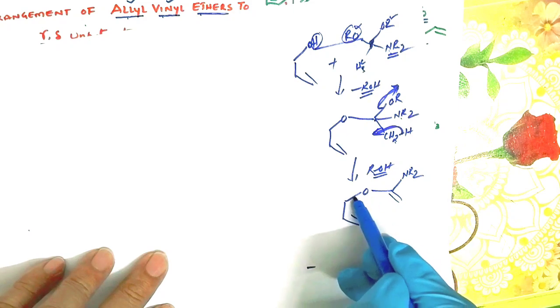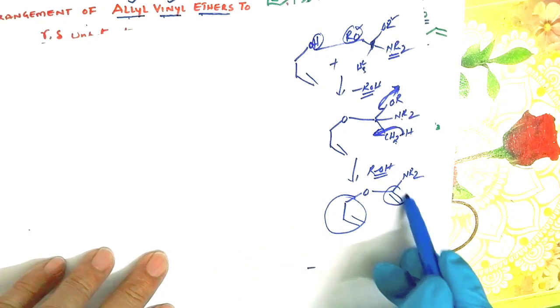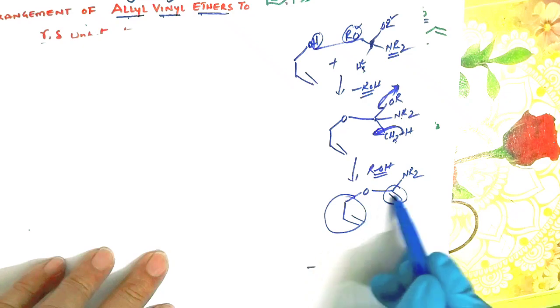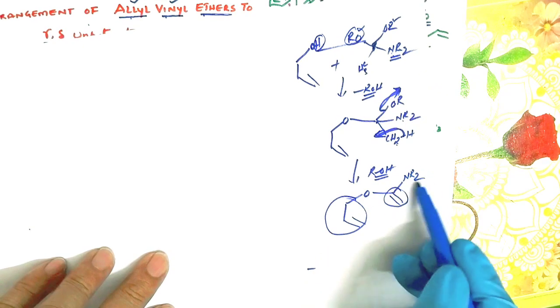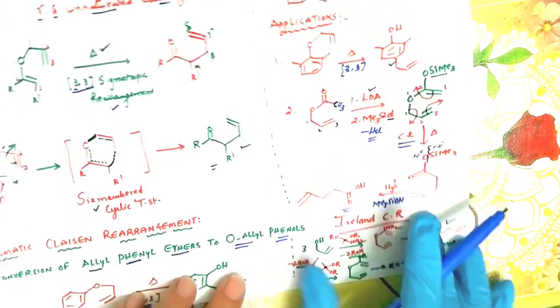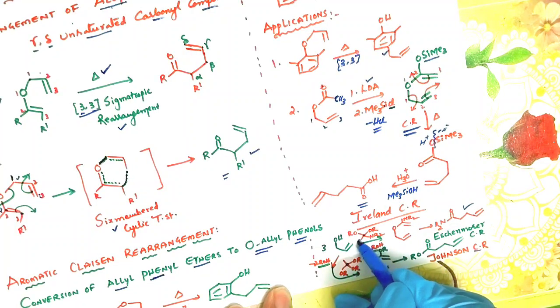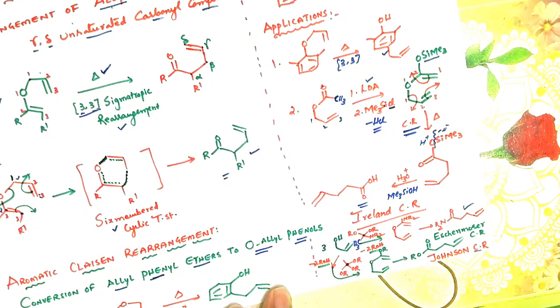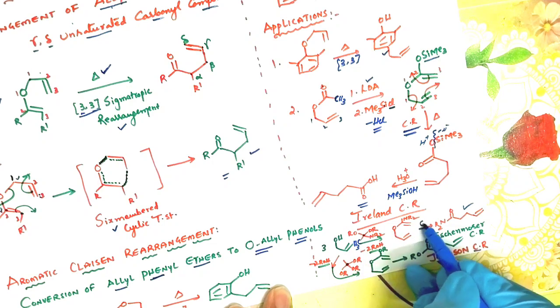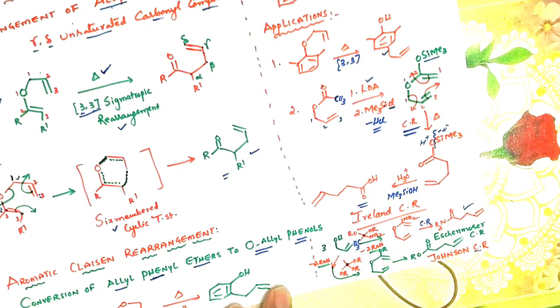Now see, the oxygen has one side an allylic group, another side a vinylic group. So vinylic group generation takes place, with NR2. See this one: OR, OR, NR2, CH3. So we are coming up with this one. Here we subject it to Claisen rearrangement. The corresponding amide will form. This is the Eschenmoser-Claisen rearrangement.